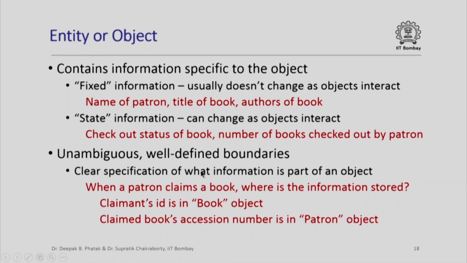Each object must have unambiguous and very well defined boundaries. We must be very clear about what information is stored as part of what object. For example, when a patron claims a book, there are two parts of the information with respect to this claim. Where is this information going to be stored? We have to be very clear about that. For example, we can say the claimant's ID will be stored in the book object, and the claimed book's accession number will be stored in the patron object.